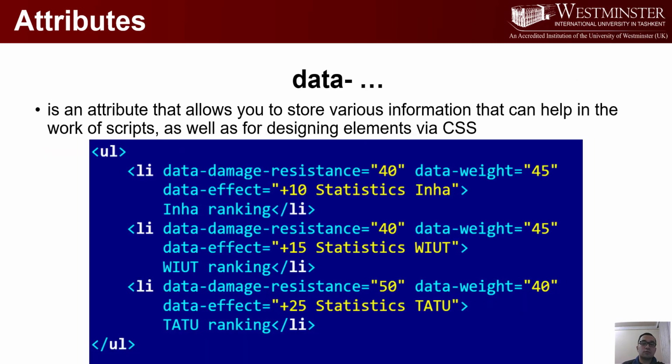We have one more attribute, data. This attribute allows you to store various information that can help in the work of scripts, as well as for designing elements via CSS. Think about any form. In forms we have, for example, an input field for first name and an input field for last name. You can use the first name value and last name value and store them in the database or do some other operations. That can be achieved with the help of the data attribute.